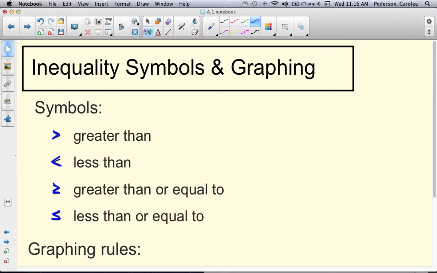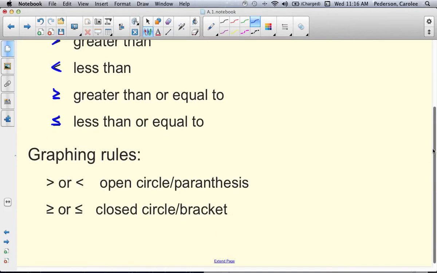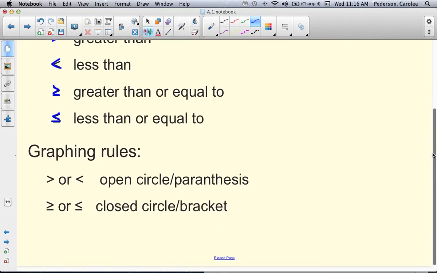When we graph inequalities, you're going to see them written two ways as graphs. If you have the greater than or less than, it's going to be either what we call an open circle or a parentheses. If you have the greater than or equal to, less than or equal to, it's going to be a closed circle or a bracket.